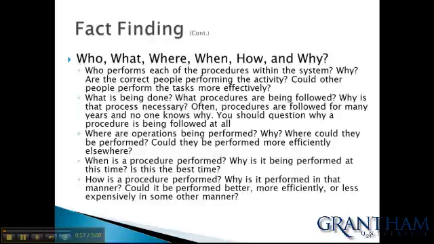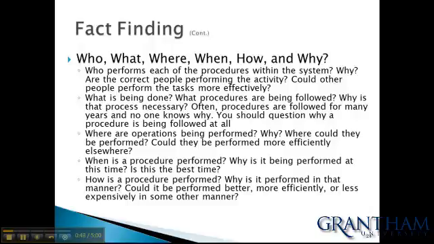When you look at the who, what, where, when, how, and why: who performs each of the procedures within the system? Why are the correct people performing the activity? Could other people perform the task more effectively? What is being done? What procedures are being followed? Why is that process necessary? Often procedures are followed for many years and no one knows why. You should question why a procedure is being used at all.